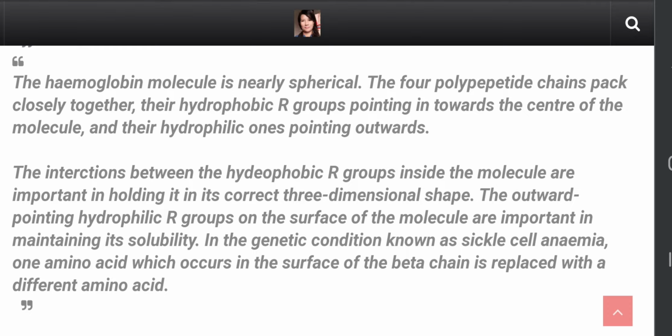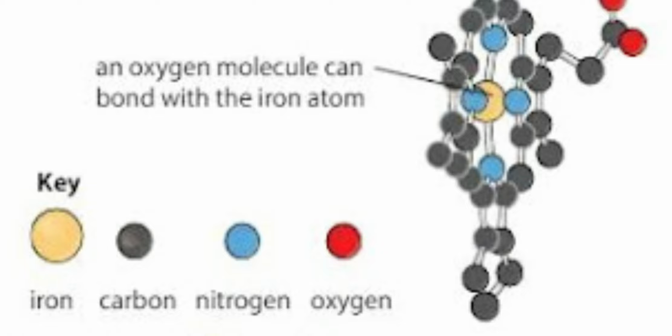In the genetic condition known as sickle cell anemia, one amino acid which occurs on the surface of the beta chain is replaced with a different amino acid.